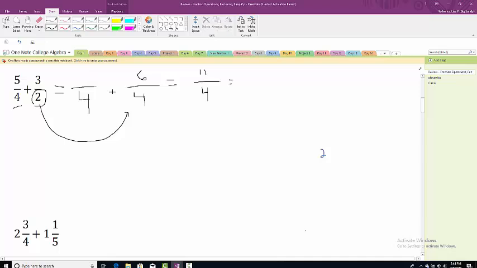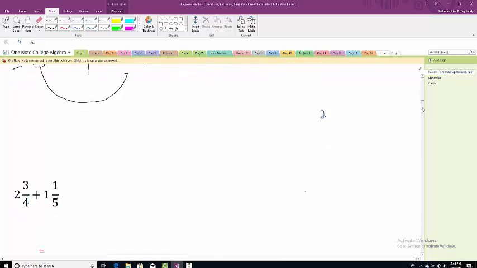We can change that to a mixed number. 4 goes into 11 2 times evenly, and it has a remainder of 3. And so that would be 2 3/4, or 2.75. If I were to take 4 and divide it into 3 the way I did previously, I would get 0.75. So that can also be written 2.75.